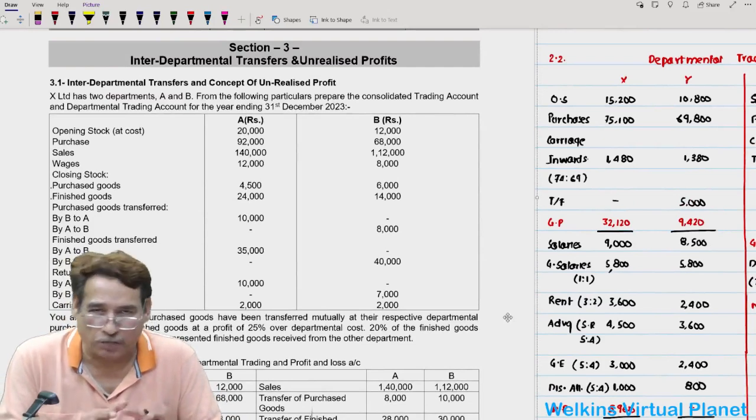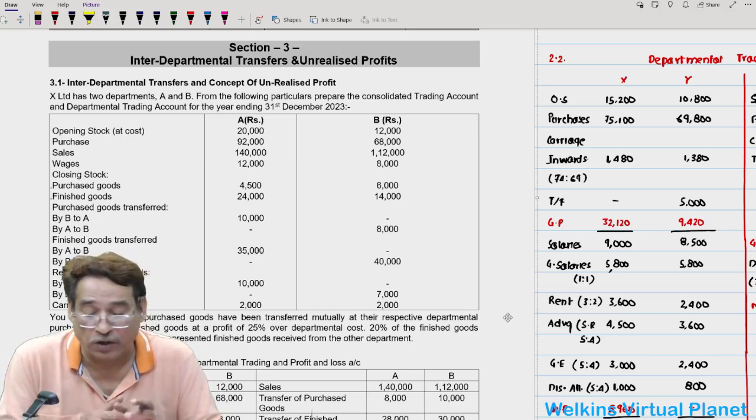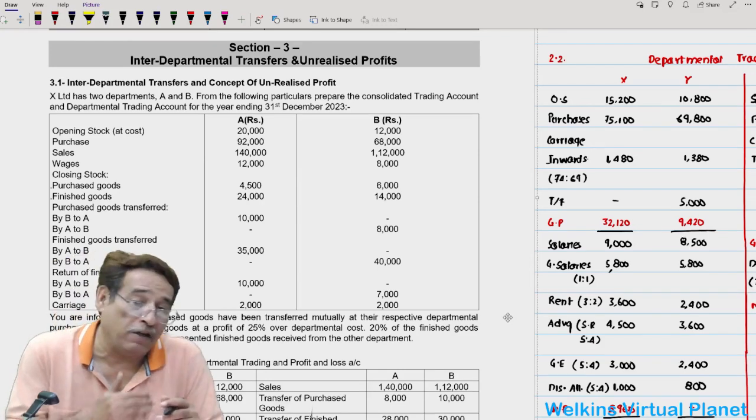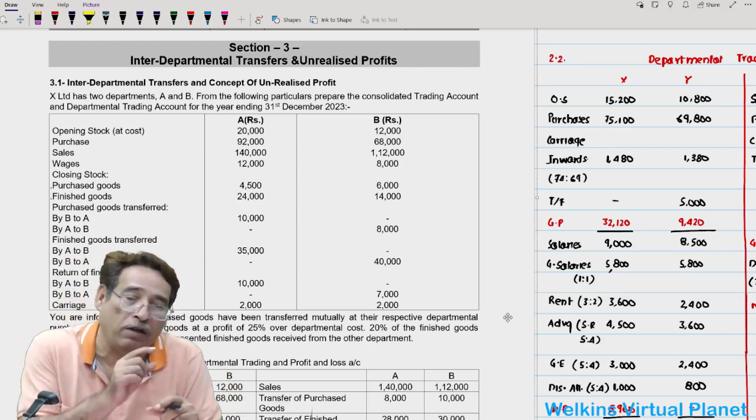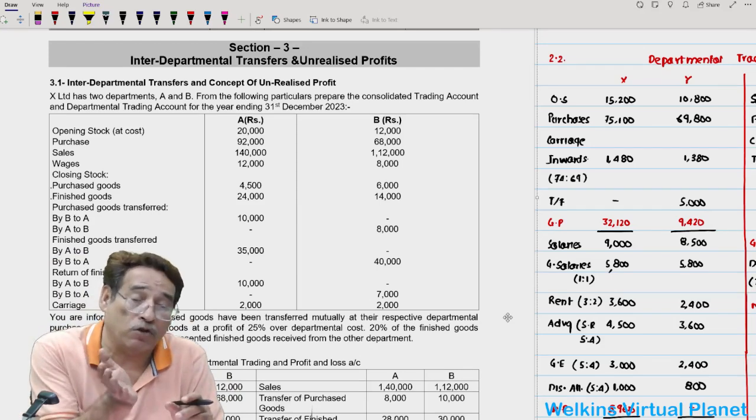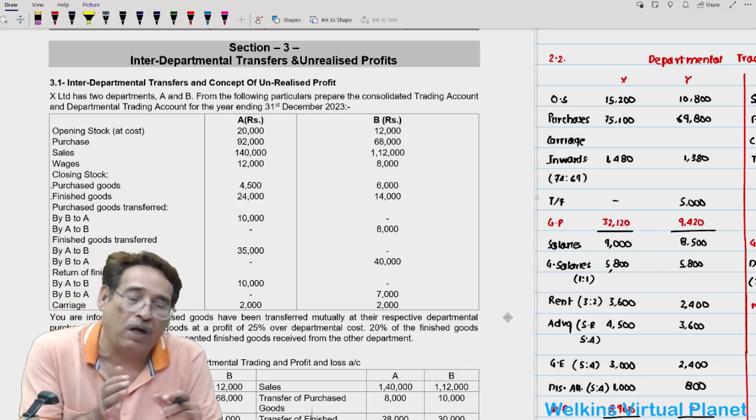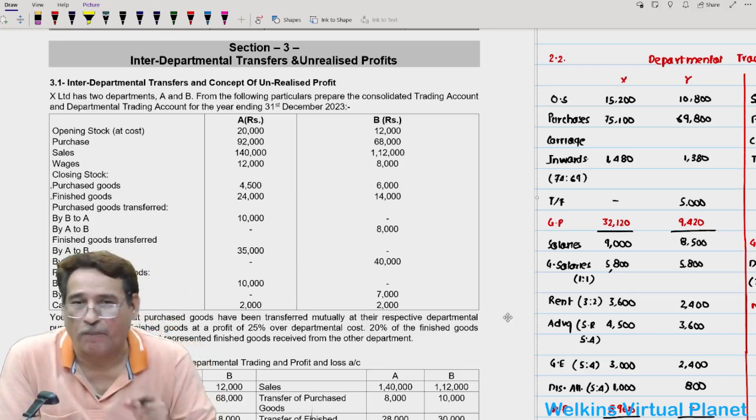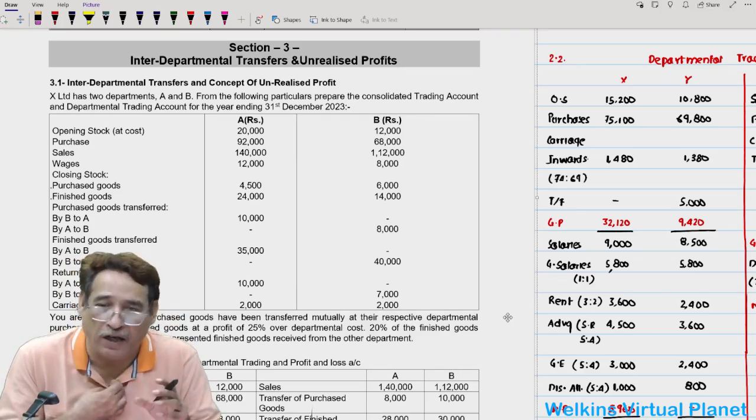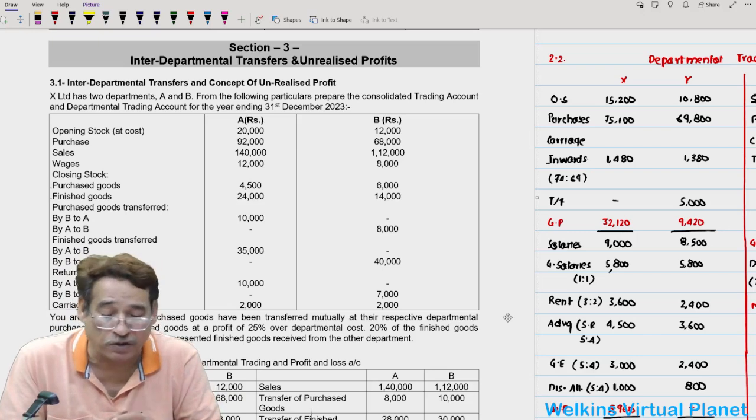When we began this particular topic, I mentioned that this is going to be the most significant part of this chapter. The reason is that there are interdepartmental transfers, and they are at some margins. That means when Department A is transferring goods to Department B, it is also charging some profit. Still, there is no problem. The problem is that out of the transferred goods, some of the goods are still lying in the stock of the department to which the goods were transferred. Because whenever I transfer you some goods, and at the end of the year some of the goods are still within the stock, it creates some problem. And it gives rise to the concept of unrealized profit.